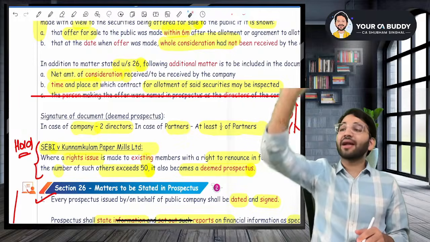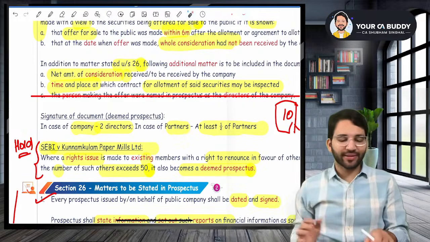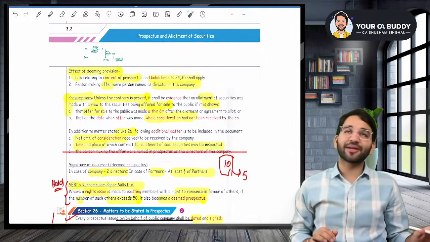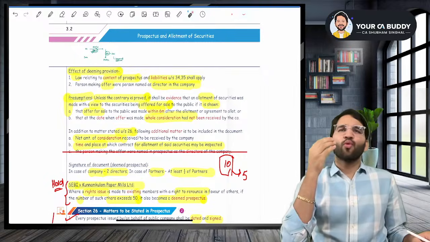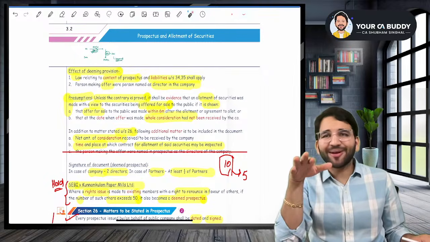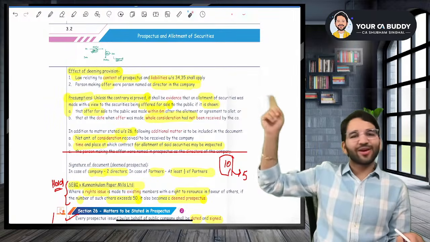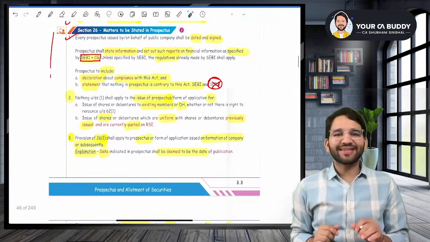Remember that at least half of them have to sign, and this is the concept of deemed prospectus. Sir, what is deemed prospectus? Which by nature might not be called a prospectus, but because of the deeming provision, we are calling it a prospectus. After that, guys, listen to me very carefully.